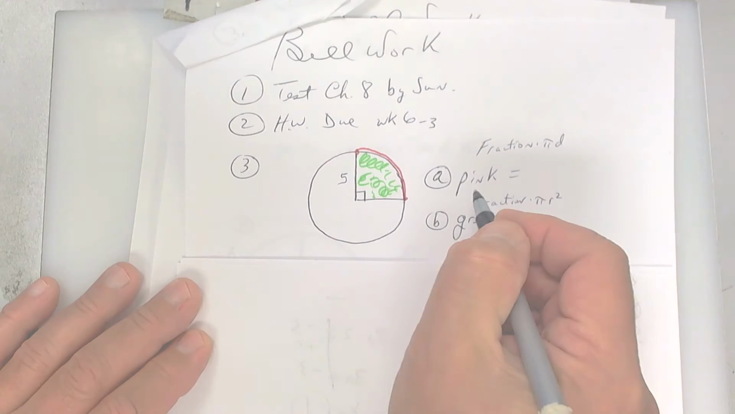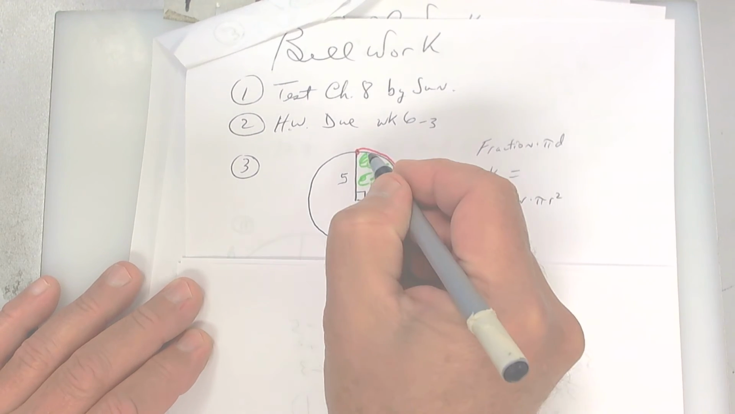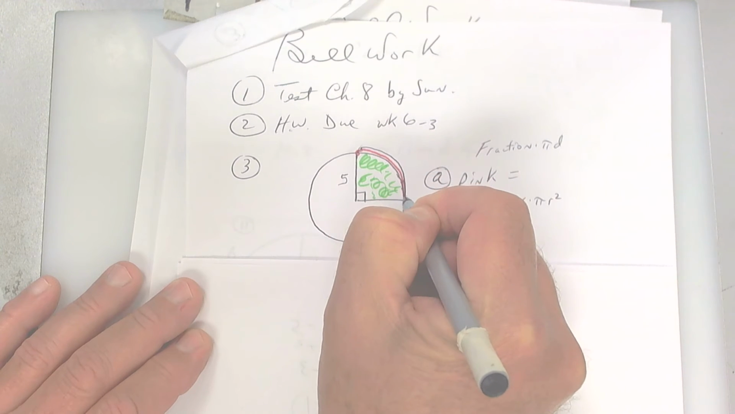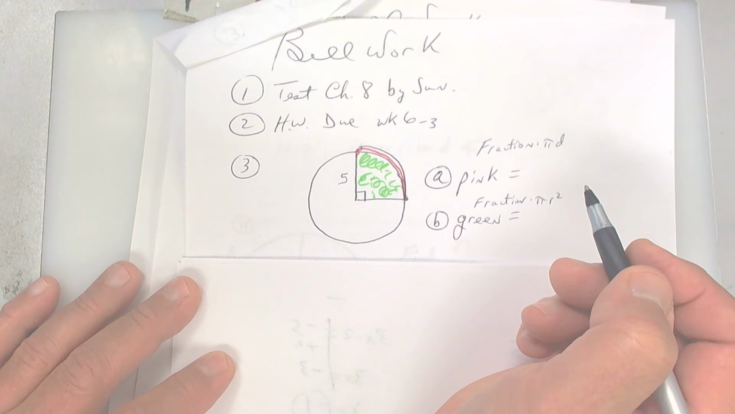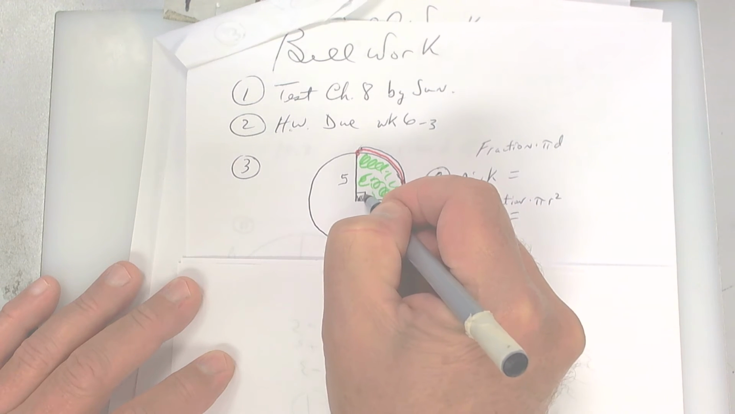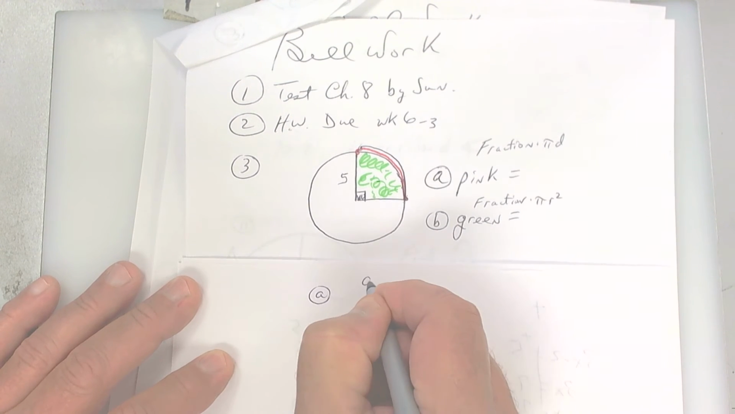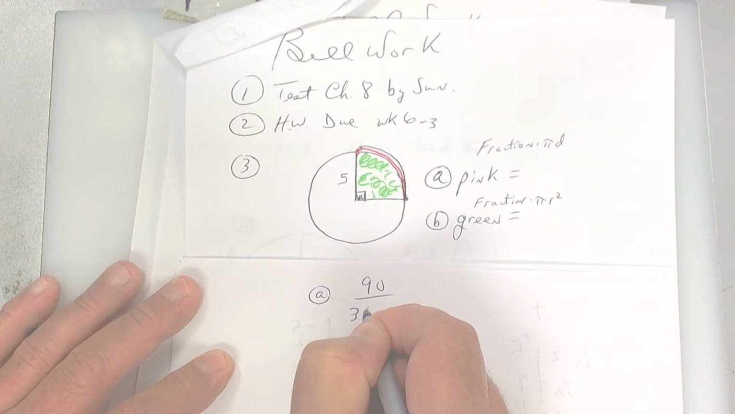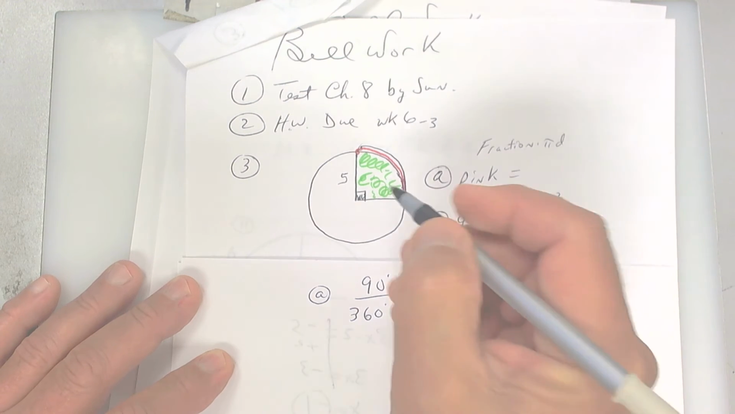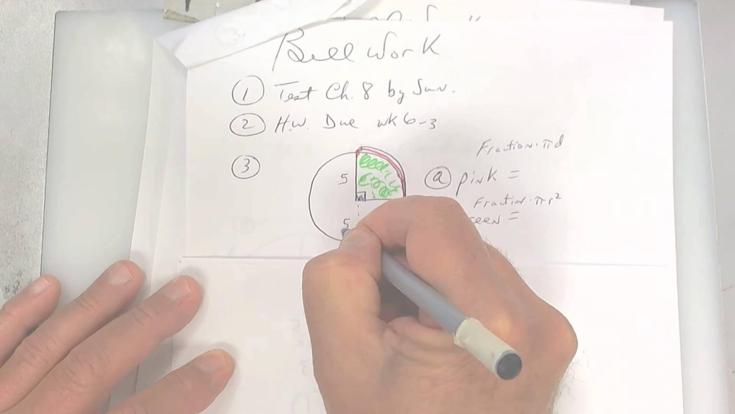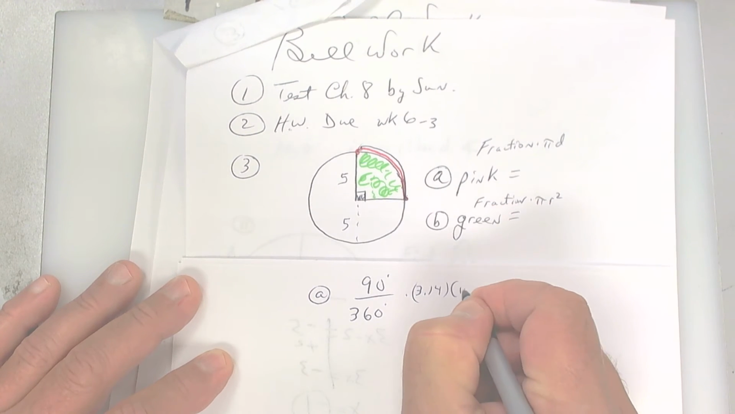This one says find the pink. The pink is called the arc length. So the distance from here to here is called the arc length. And that formula is going to be the fraction. Well, this is 90 degrees. So A is going to be 90 over 360, which is a whole circle, times pi, and then times the diameter. The diameter here is going to be 2 arms. 5 plus 5 is 10.